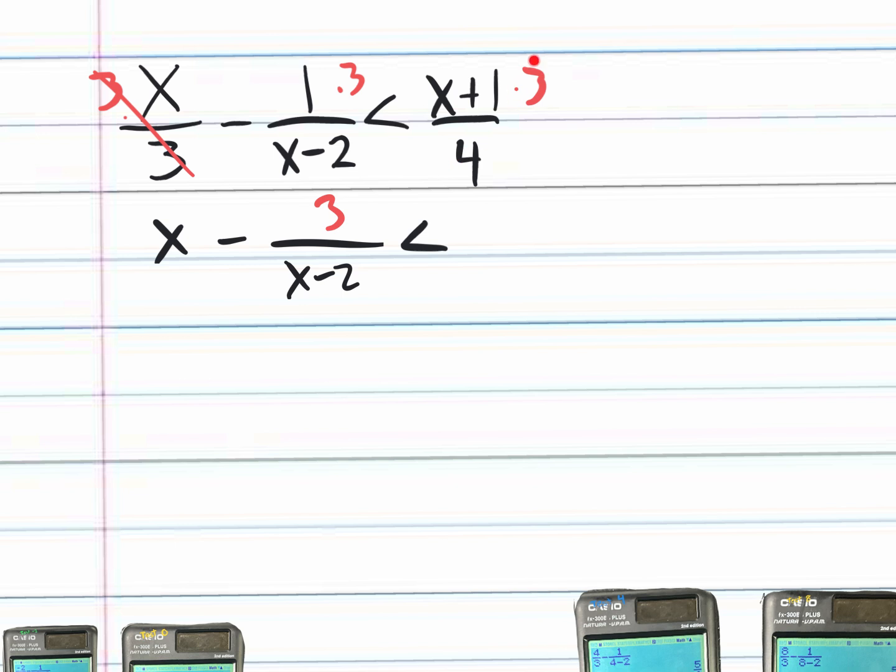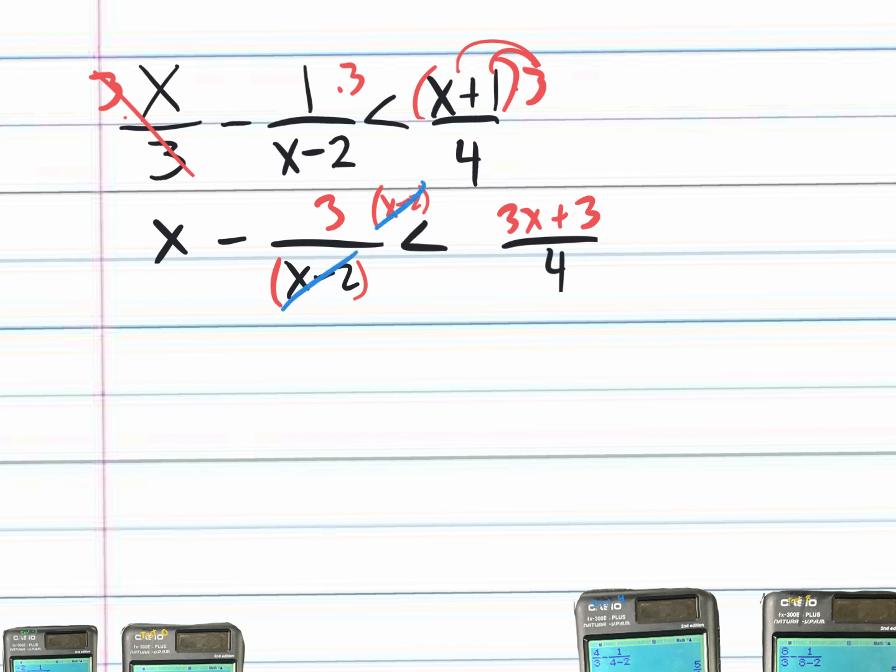Over here, the 3 does not cancel with the 4, so technically I need to distribute the 3 with that binomial. 3 times x, 3x, 3 times 1, positive 3, and it's still over 4. We might as well now get rid of this second fraction, the binomial x minus 2, okay? So if you do multiply by the binomial x minus 2, it'll cancel that second fraction.